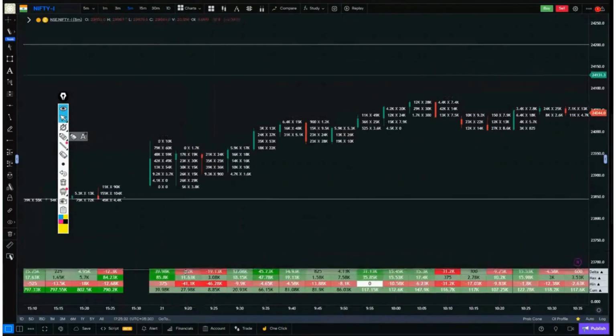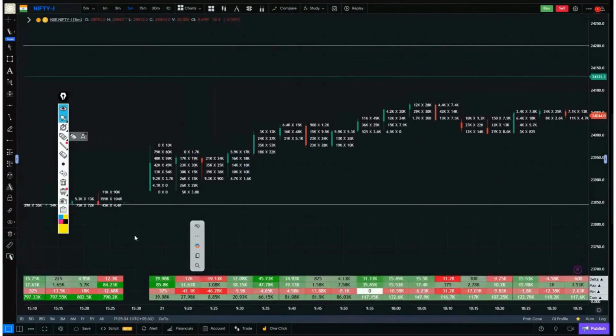Before reading the footprint, we should know what delta is. Okay, now what is delta? In simple language, delta is the difference between the buyer and the seller.